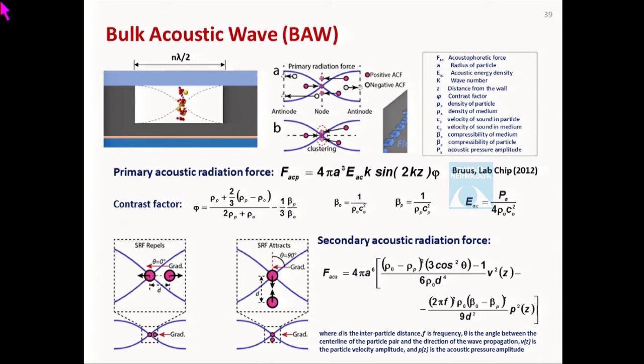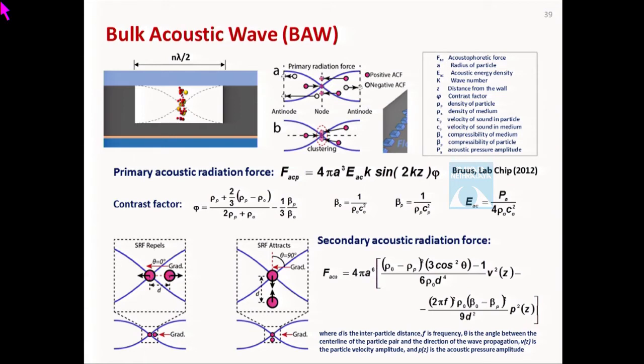That has a negative contrast factor and goes to the wall. For example, if you put milk, the fat in the milk has a negative contrast factor, so you would see all the fats going to the walls. And if you put, let's say, a blood sample, the blood cells have a positive contrast factor, so they tend to go to the node, the center of the channel. So in this way, you can actually separate particles.